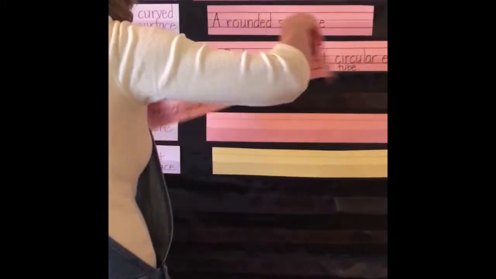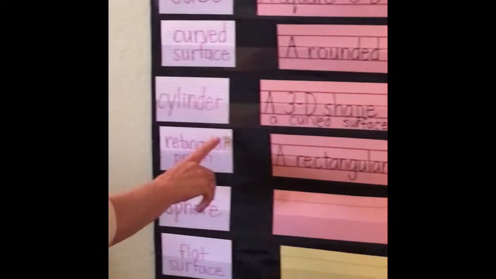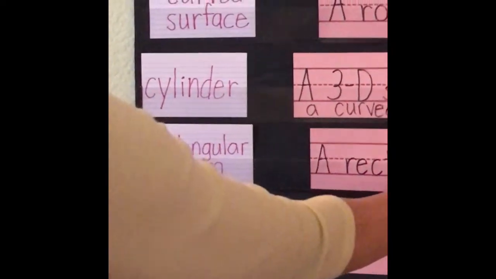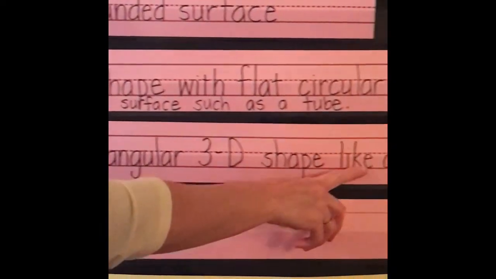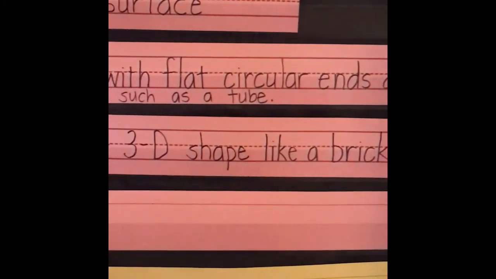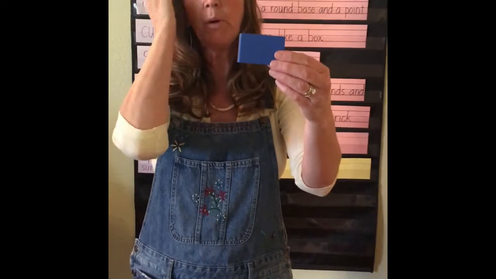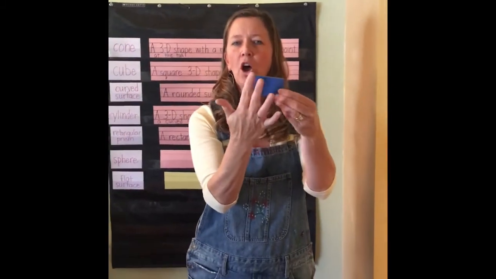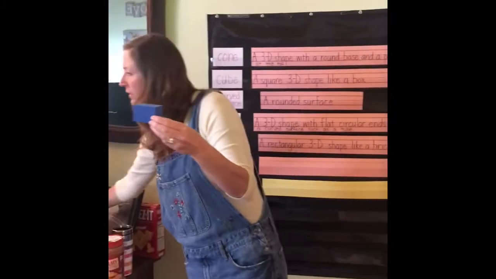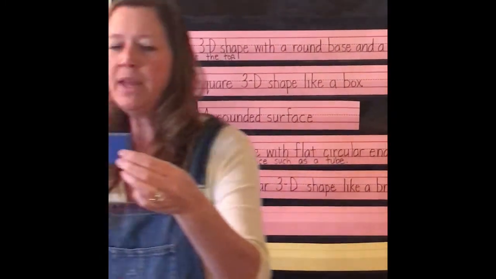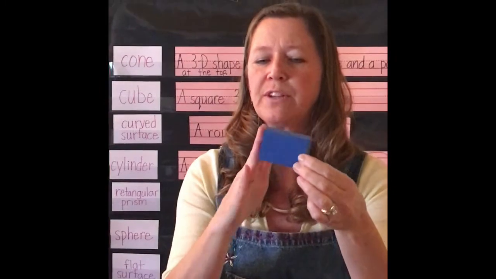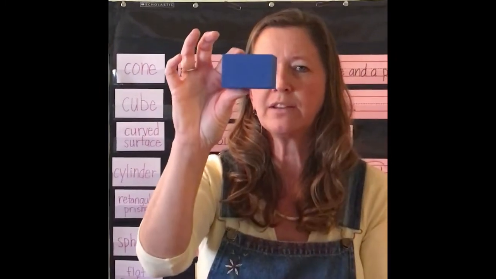Next is rectangular prism. A rectangular 3D shape like a brick. Here is my rectangular prism. Now remember, rectangles have longer sides. So the difference between a cube and a rectangular prism is it's longer. And it has many flat surfaces. This is a rectangular prism.